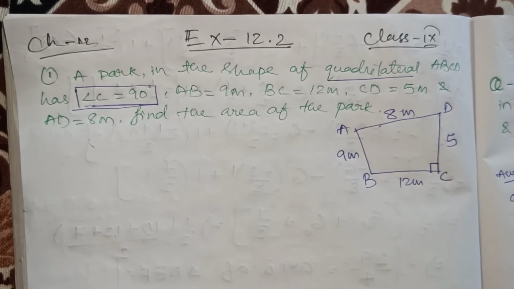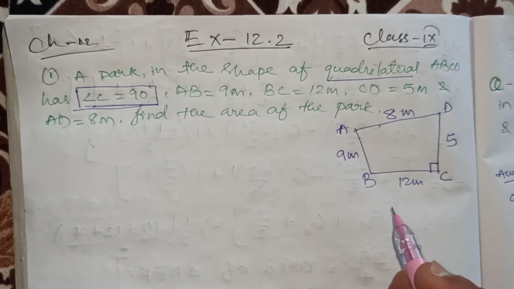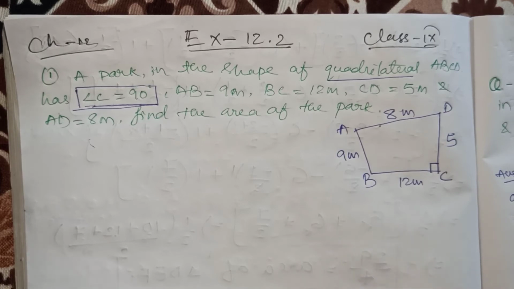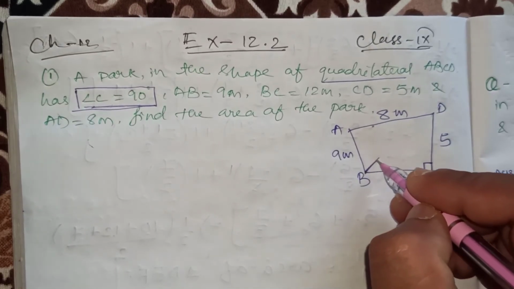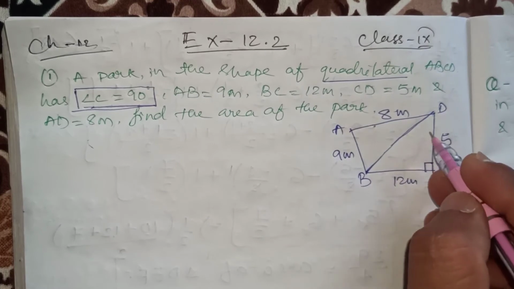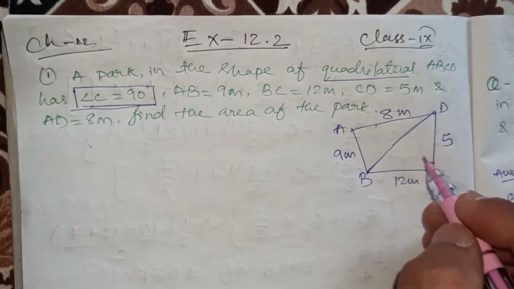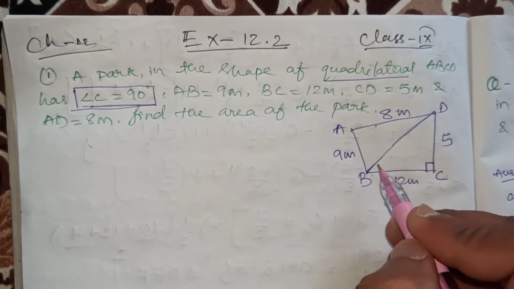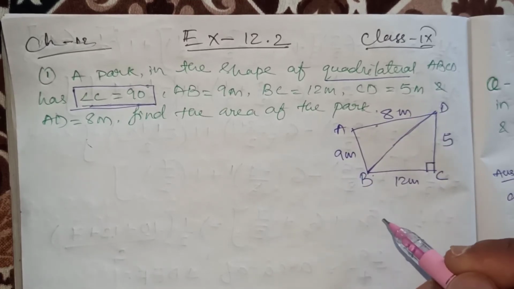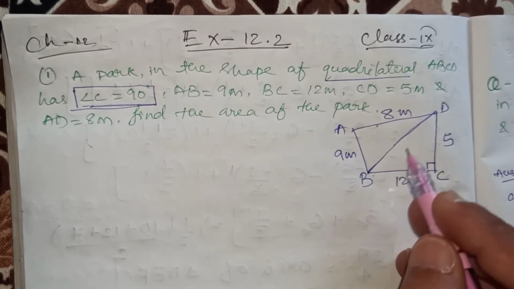In the previous question which I explained, one of the diagonals' values was given, but in this question no diagonal measurement is mentioned. So for this type of question, wherever the 90 degree angle is drawn, you join that diagonal, so that one of the triangles will be a right angle triangle and the other triangle will be scalene or some other triangle. Now as it is a right angle triangle, we can find out the value of BD.